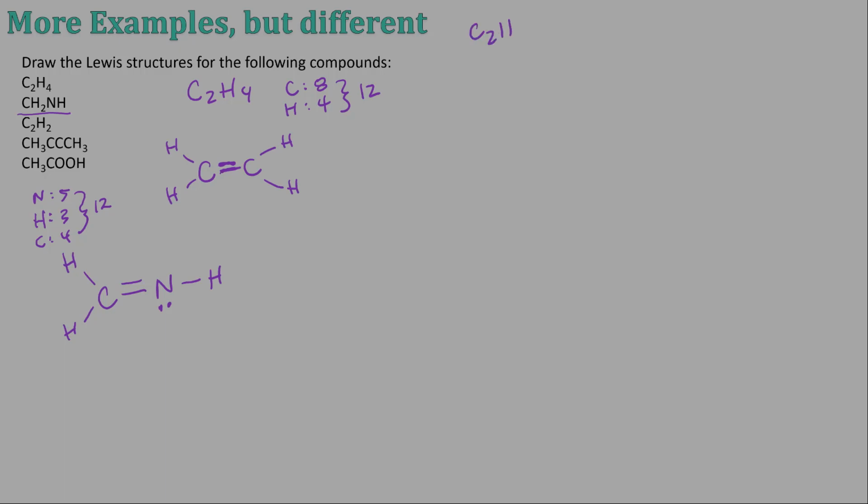C2H2. Carbon has 4 valence electrons. Hydrogen has 1. So this would be 10 valence electrons total. So again, I'm going to put carbon, carbon. So there's 6 electrons. I have 4 more. So there's 2, 4. And then these will come down here, and a triple bond will form. Now everybody's octet is complete, and that is a good structure.